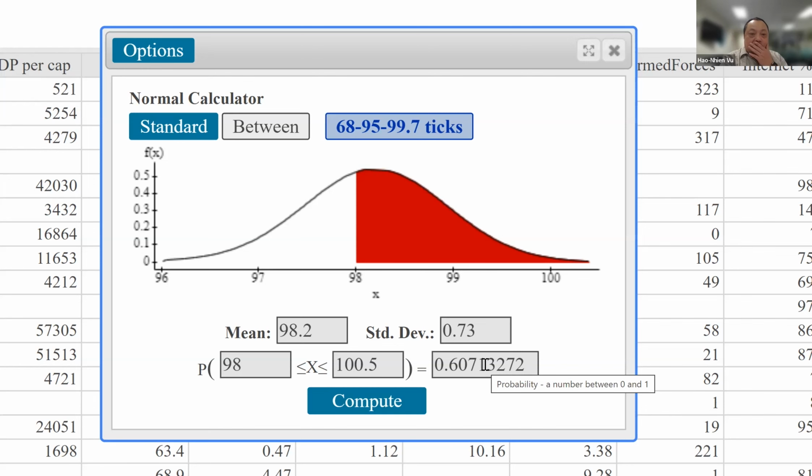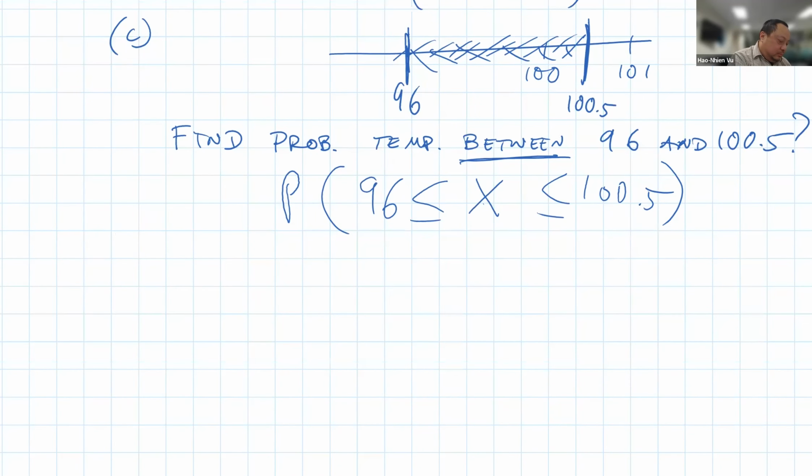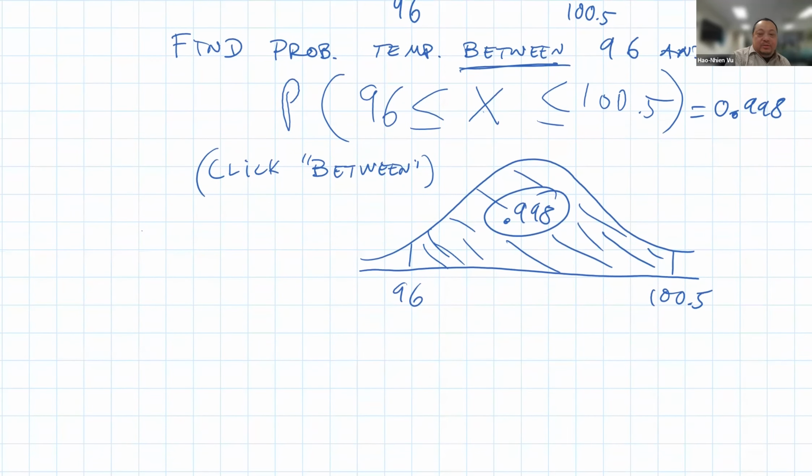0.607. Was it 98 or 97? Oh, 96, sorry. 96. 0.998. And then the answer is 0.998. And it's like this. 96 is here, 100.5 is here. Down here is 0.998. That area is 0.998.